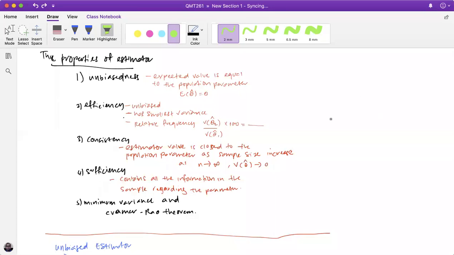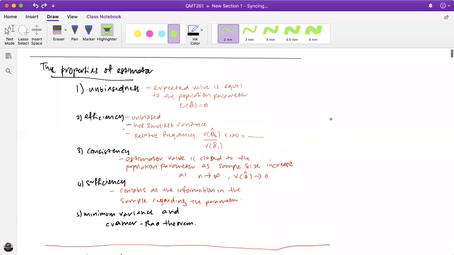Yes. Okay, now, unbiased. For properties of a good estimator, each estimator should be unbiased. The expected value is equal to the population parameter. So when the expected value equals the population parameter, then the estimator is called unbiased.